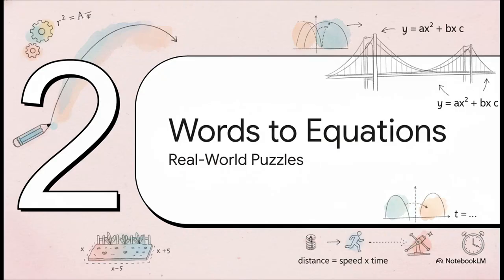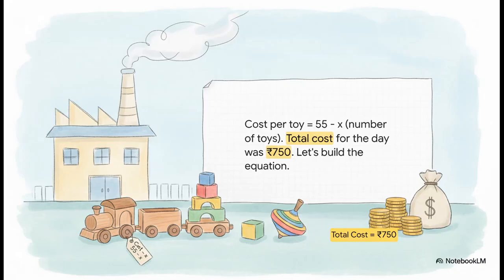So now that we know what we're looking for, let's go out into the field. These equations are amazing tools for solving all kinds of real-world puzzles. So let's practice translating a situation from plain English into pure math. All right, detectives, here's our first case file. We've got a toy factory, and their daily costs are a bit of a riddle. See, the cost to make one toy actually depends on how many toys they make in total that day, which we'll call X. We know the total cost for the day was 750 rupees. Our job is to build the equation that represents this whole situation.